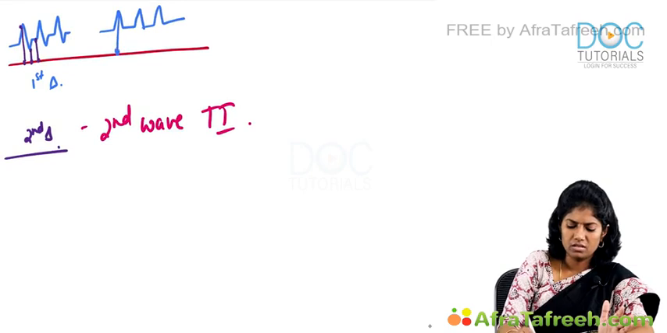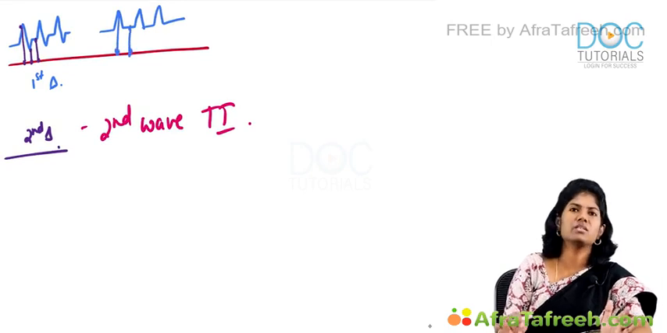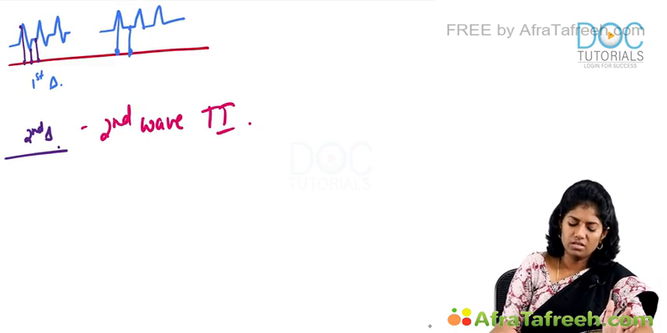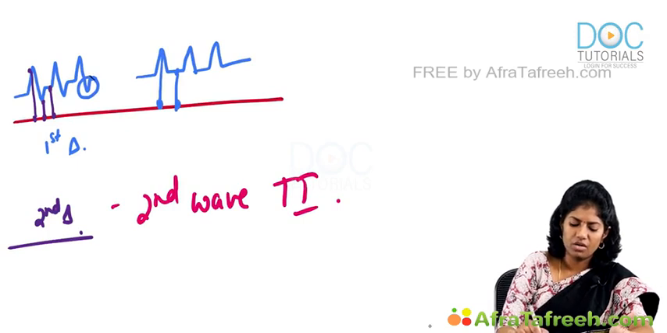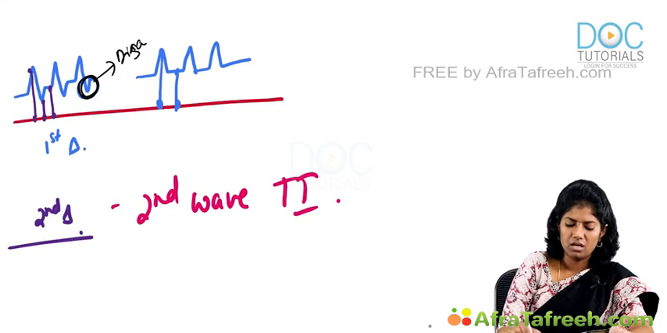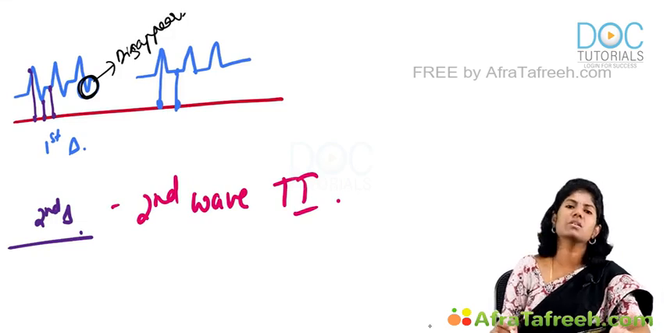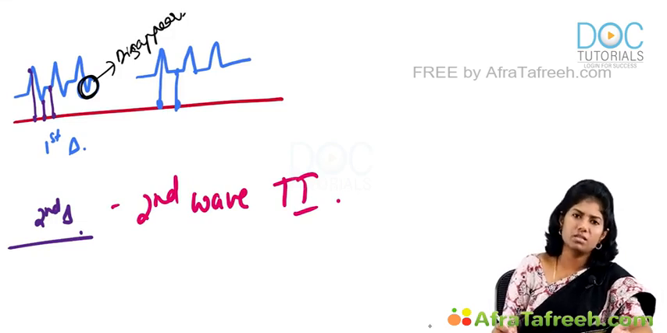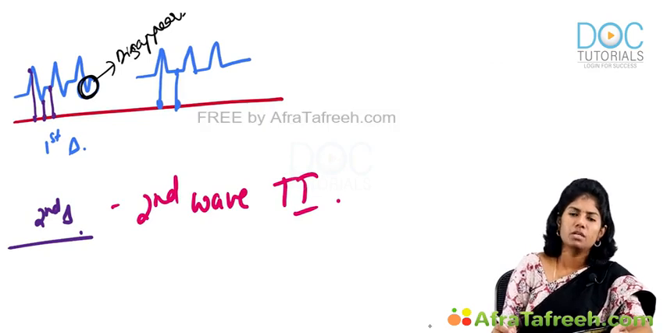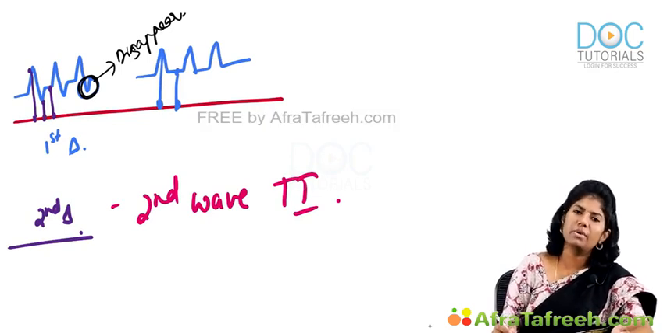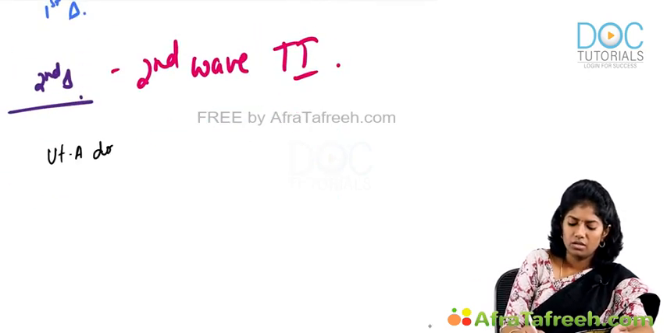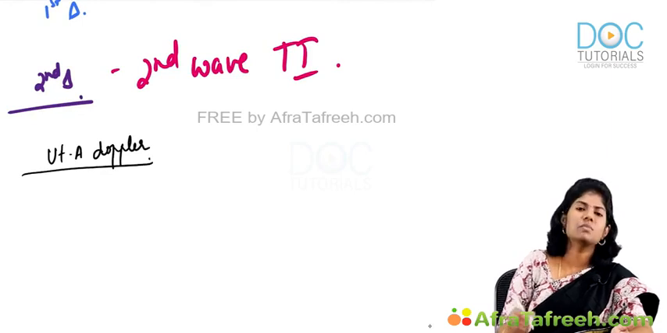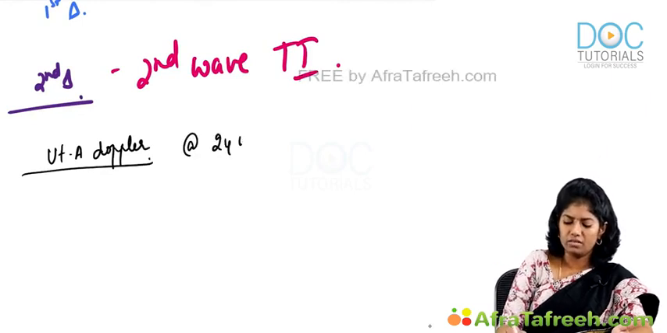where this is systolic flow and this is diastolic flow. So what happens? The early diastolic notch, that means the notch which was there before trophoblastic invasion, disappears. This notch disappears after successful trophoblastic invasion. So we were using this as a predictor of preeclampsia. The uterine artery Doppler is supposed to be done at 24 weeks.